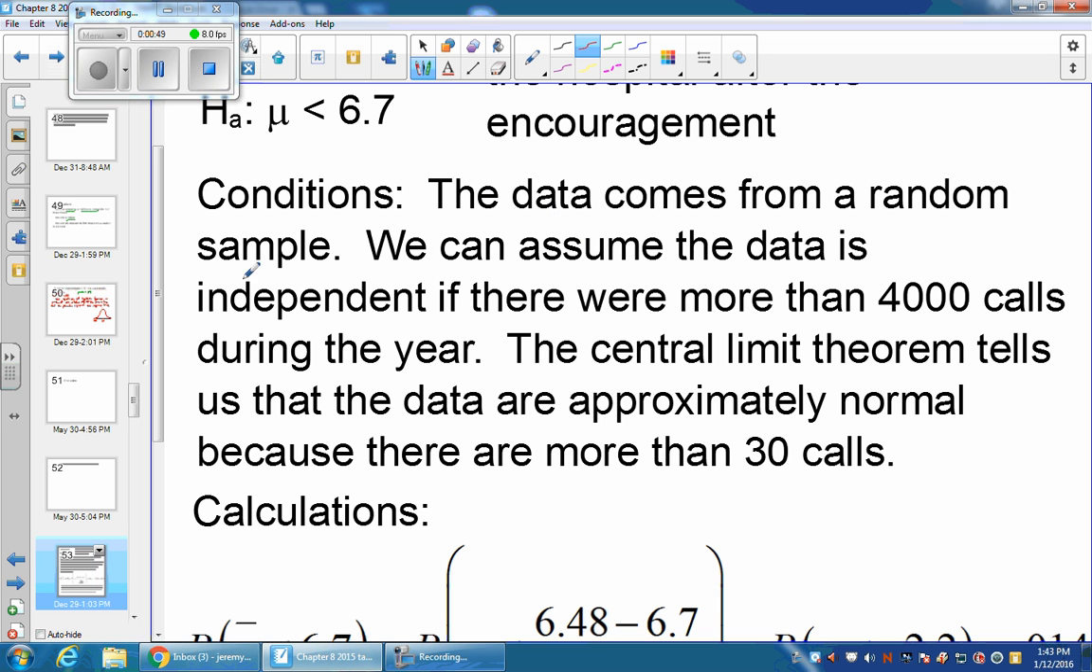The data comes from a random sample. That's condition number one. We can assume that the data are independent if there are more than 4,000 calls. That's your population is at least 10 times as big as your sample. That's done. The central limit theorem tells us that the data are approximately normal because there are more than 30 calls. So we just checked off all three conditions that we need.